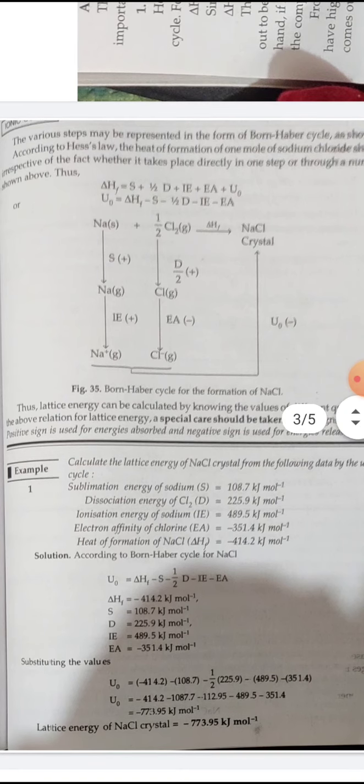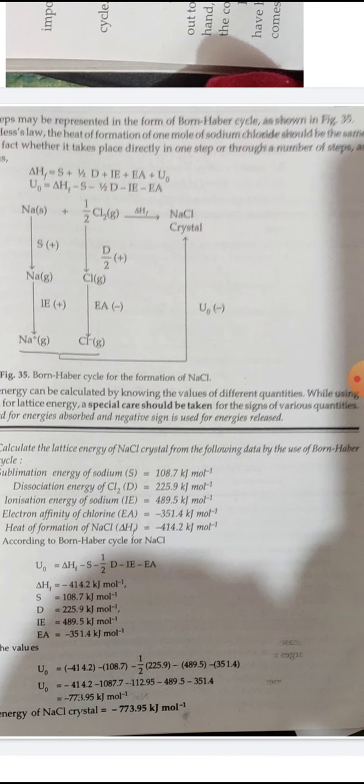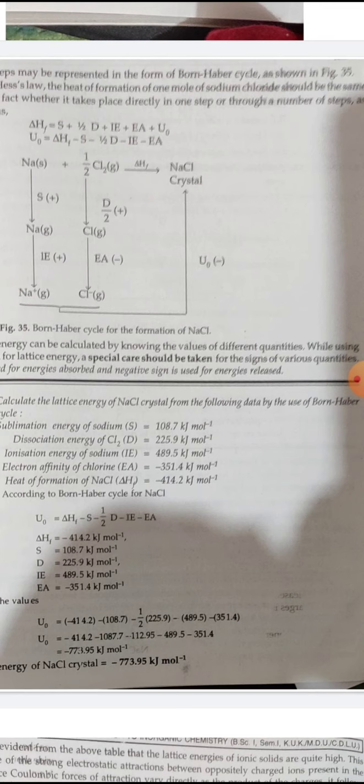As we can see from the example, calculate the lattice energy of NaCl crystal from the following data by the use of Born-Haber cycle. The sublimation energy of sodium is given, dissociation energy of Cl2 is given, ionization energy of sodium is given, electron affinity of chlorine is given, and heat of formation delta HF is given. Then how can we solve? Solution: U0 is equal to delta HF minus S minus half D minus ionization energy minus electron affinity, and we put all these values. As all these values are given, we can calculate U0, and its unit, because it is energy, is kilojoule per mole. That is, the lattice energy of NaCl crystal is minus 773.95 kilojoule per mole.